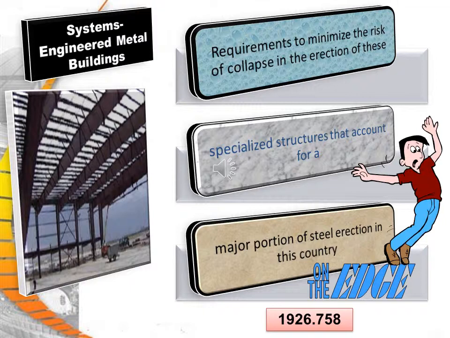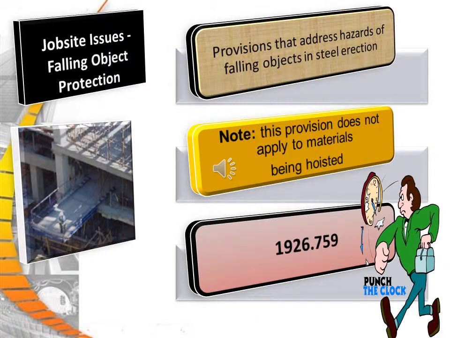The Systems-Engineered Metal Buildings section has requirements to minimize the risk of collapse in the erection of these specialized structures that account for a major portion of the steel erection in this country. This is covered under .758. The Falling Object Protection section has provisions that address the hazards of falling objects in steel erection. Please note this provision does not apply to materials being hoisted, as covered under .759.